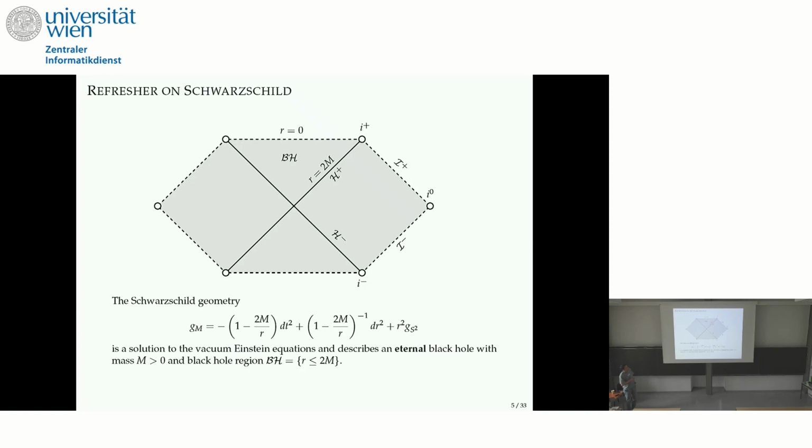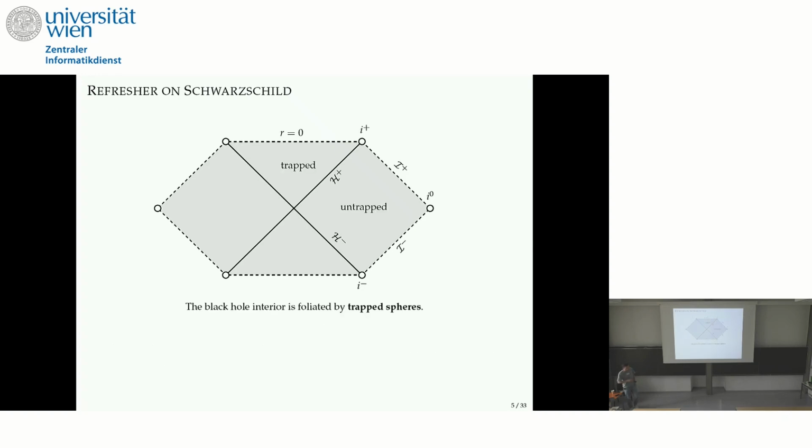And the black hole region is here because if you look at the past of this faraway region, null infinity, then this is this region, and the complement is actually this region, and that's the black hole region. So, going back to the concept of these trapped surfaces, this is a spherically symmetric spacetime, so let's look at the spheres of symmetry as our surfaces. And in fact, the black hole interior is foliated by trapped spheres, and in the exterior, there is no trapped sphere necessarily.